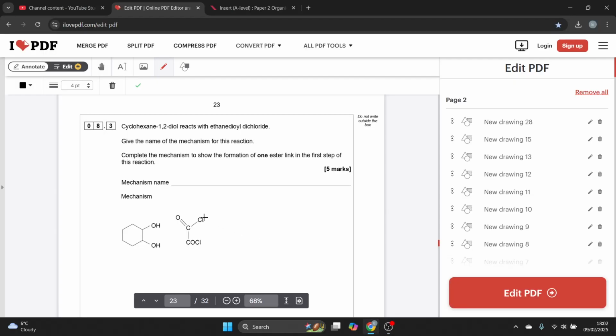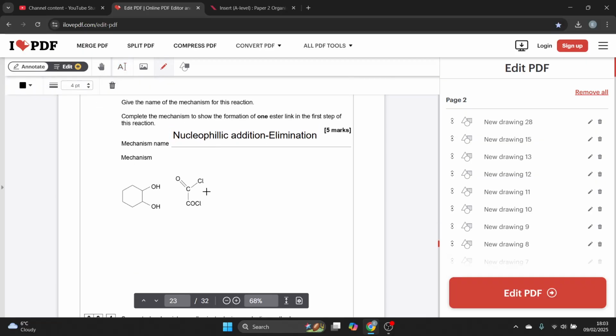Give the name of the mechanism for this reaction. Cyclohexane-1,2-diol reacts with ethanedioyl dichloride: nucleophilic addition elimination. Complete the mechanism to show the formation of one ester linkage in the reaction.